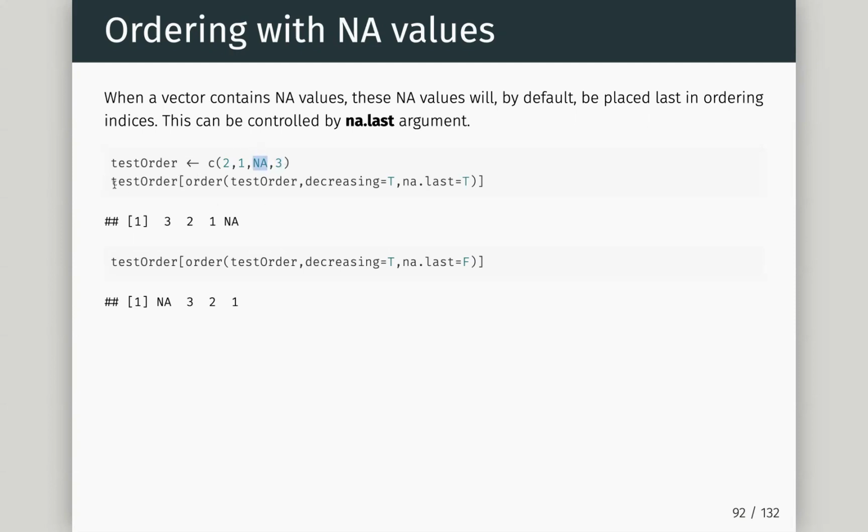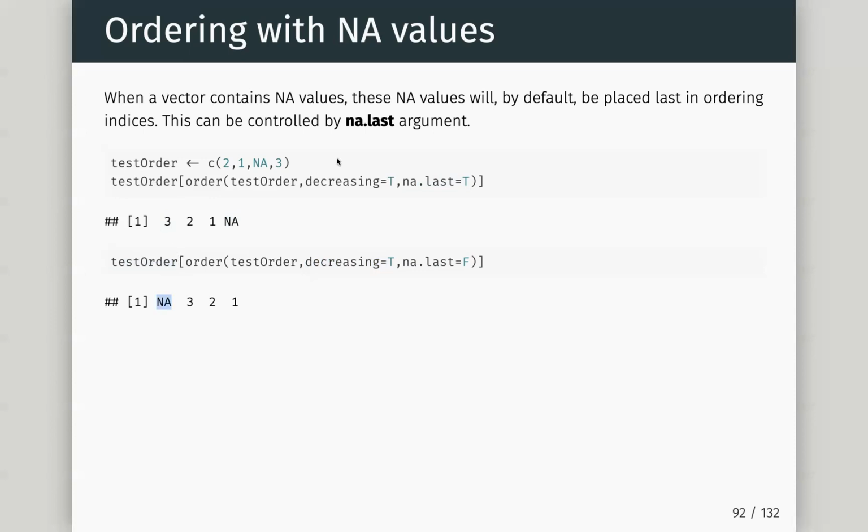If I then try to order this, with decreasing as true and NA last equals true, which is the default for this argument, it's going to give me 3, the highest number, then 2, then 1, and it will place the NA at the end. If I want to control this, I can say decreasing equals true but NA last equals false, and it will put the NA at the beginning.